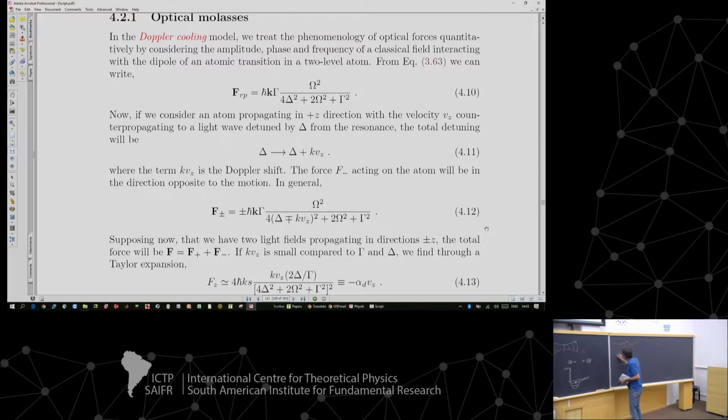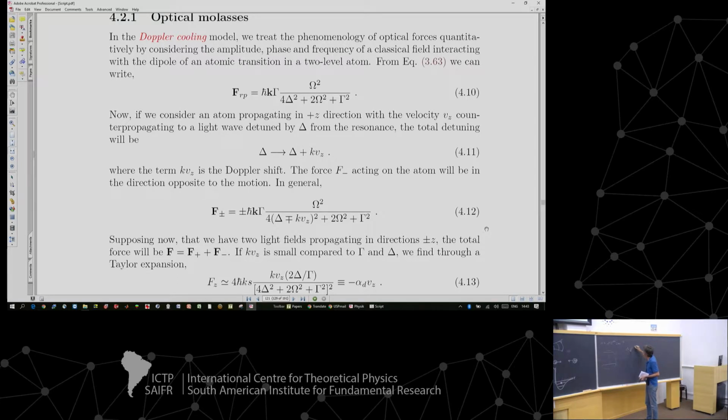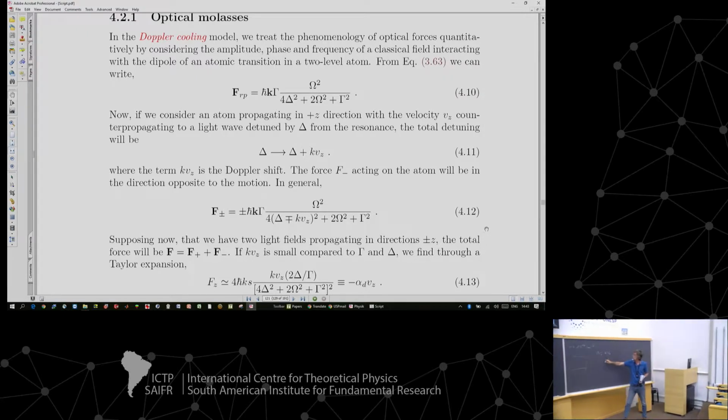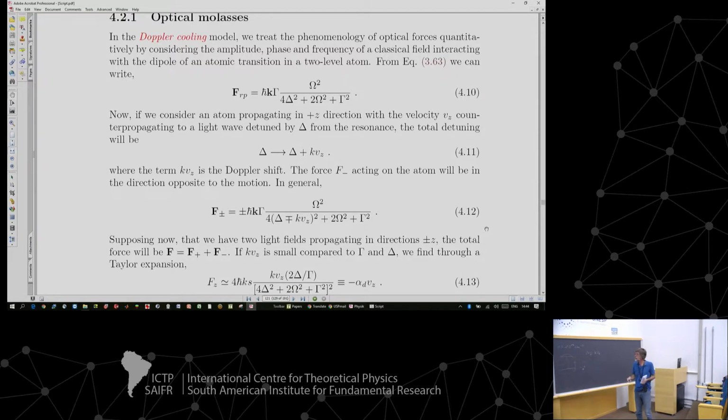Yes, so if your atom is moving with respect to the laser beam, it will experience a Doppler shift. So the frequency will be shifted up or down by an amount corresponding to the Doppler shift. And the Doppler shift can be written like this. Let's say this is the z-axis. Then k times the velocity along this axis is the Doppler shift, and it depends on the direction of the motion. So if it's counterpropagating to the laser beam, it will be blue detuned. If it's moving away, it will be red detuned.